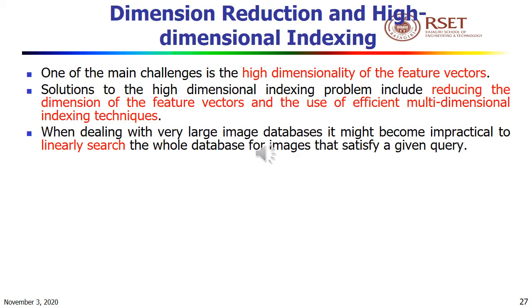The next topic is how we can reduce the dimensionality and how we can perform high dimensional indexing. One of the main challenges is the high dimensionality of the feature vector. So solutions to the high dimensional indexing problem include reducing the dimension of the feature vector and use of an efficient multi-dimensional indexing technique. When we're dealing with a very large image database, it might become impractical to do a linear search of the whole database for images to satisfy the given query.